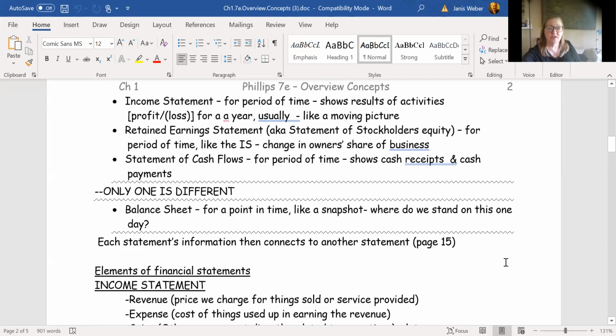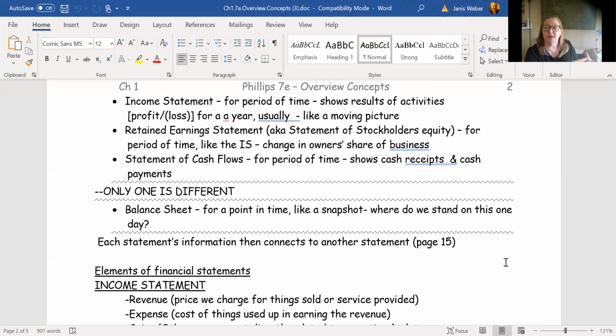Okay, so I just mentioned these financial statements. There are four of them total. What's noteworthy is three of them are talking about a period of time. The income statement usually is talking about a year. So if you happen to be in the year 2021, then you might be looking at a financial statement for the year 2020.